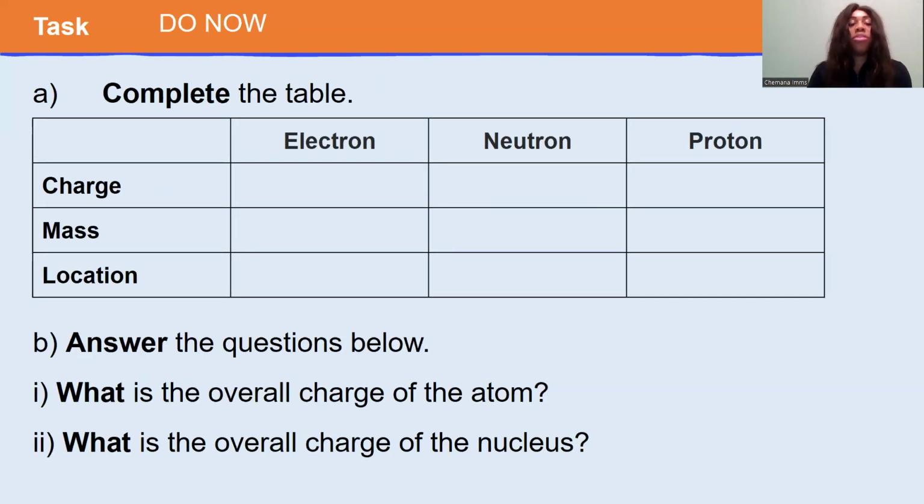Okay, so this is for you to do. What I would like you to do is pause the video here and essentially draw or complete the following table. So you'll be looking at the charge of your electron, neutrons, and protons, your mass, whether it's +1, -1, or 0, or negligible, and then the location, so where we would find them. Would we find them on the shells? Would we find them in the nucleus? So answer the questions below. What is the overall charge of the atom? What is the overall charge of the nucleus once you are finished?